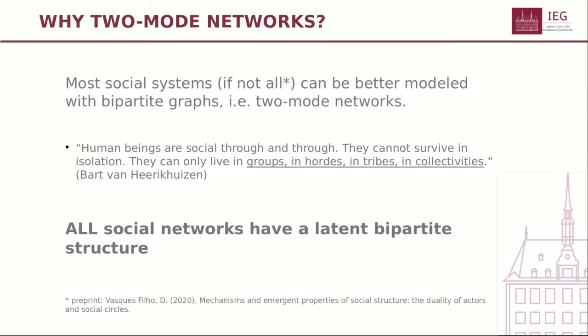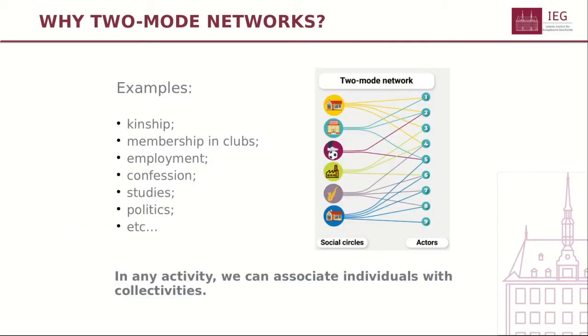And I advocate this reasoning in this preprint, Mechanisms and Emergent Properties of Social Structure, which is actually an ongoing work, where I bring concepts from sociologists Scott Feld and Ronald Breiger to explain how two-mode networks can facilitate our understanding of mechanisms of network formation and the structure of social systems in general. The underlying idea is that we always belong to or participate in some sort of collectivity, like families, clubs, workplaces, religion, schools and universities, political parties, and so on.